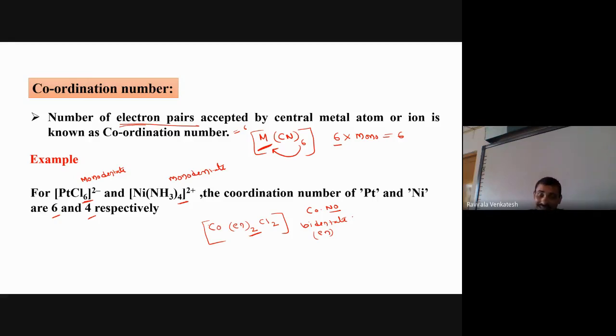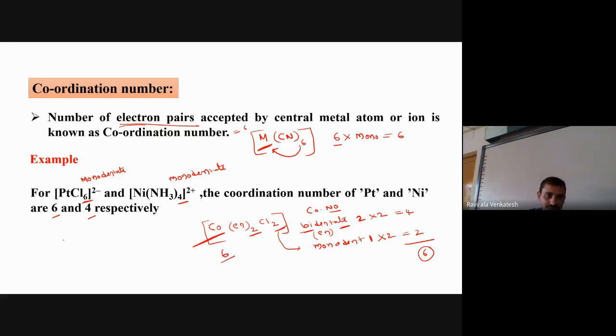Now, how much is its denticity? For bidentate, the denticity is equal to 2. So write down 2 here. How many are there? 2 are there. Multiply this with 2, so from this we get 4. Now, what about the 2 chlorines? Chlorines are monodentate. For monodentate, the denticity is equal to 1 only. But there are 2, therefore we get 2 here. Now the total is 6. The coordination number for cobalt will be 6.